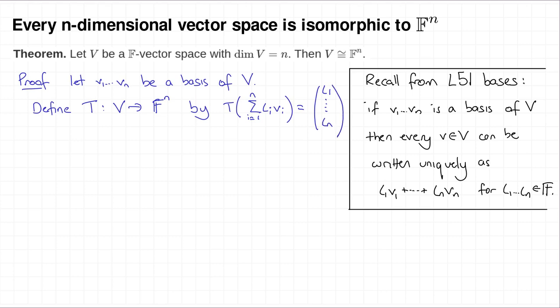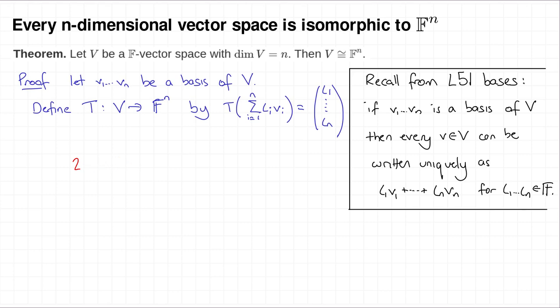Now the reason this linear map makes sense is because of the fact that I've just reminded you of about bases. Like, for example, if you had n equals 2, let's say, and if you had, I don't know, let's say we had a vector equal to 2 times u1 plus 3 times u2.